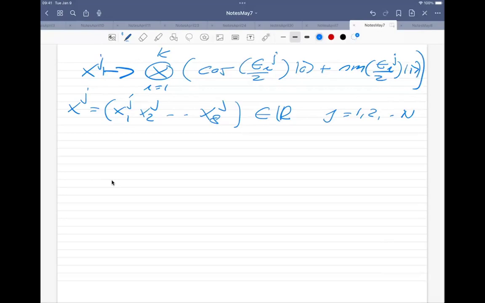Another way by which we can encode this information is to look at something which we would call an amplitude or a basis encoding. So let's look at another way of doing this. And this goes back to the first case which we had. So basis encoding is also something which is widely used.